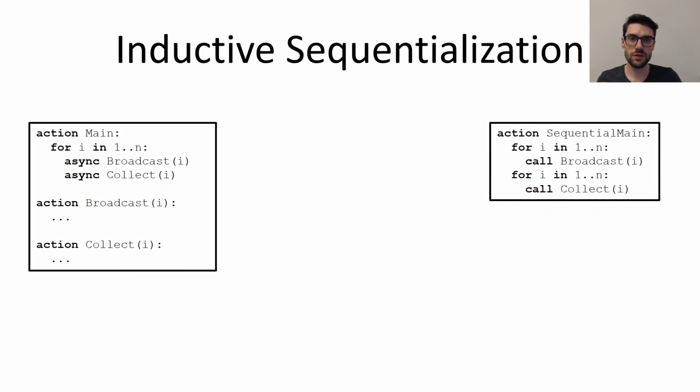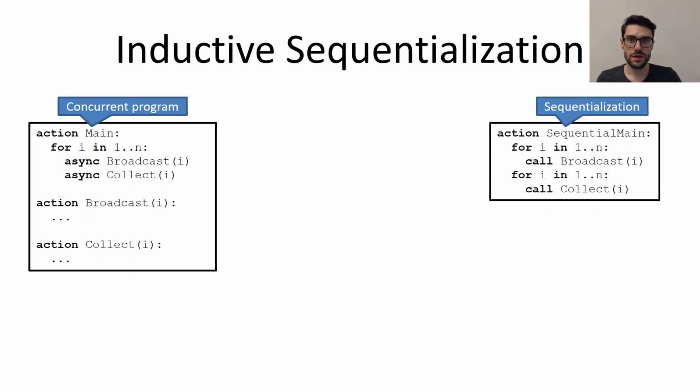Now, inductive sequentialization is a proof rule in the style of deductive verification. It proves correctness for an unbounded number of processes and does not really enumerate or rewrite any executions. What it really does is it takes an input concurrent program and rewrites it into an output sequential program.